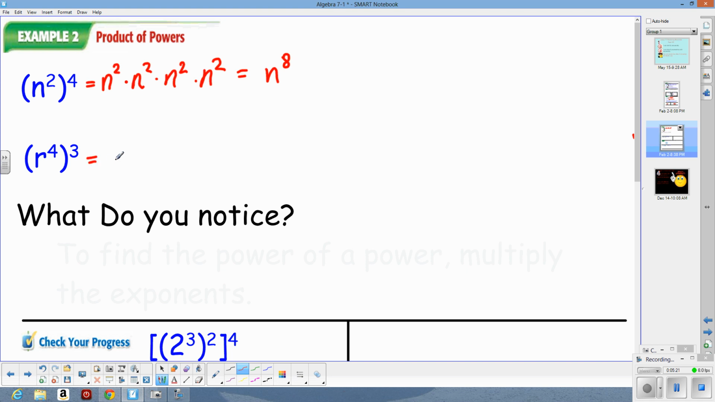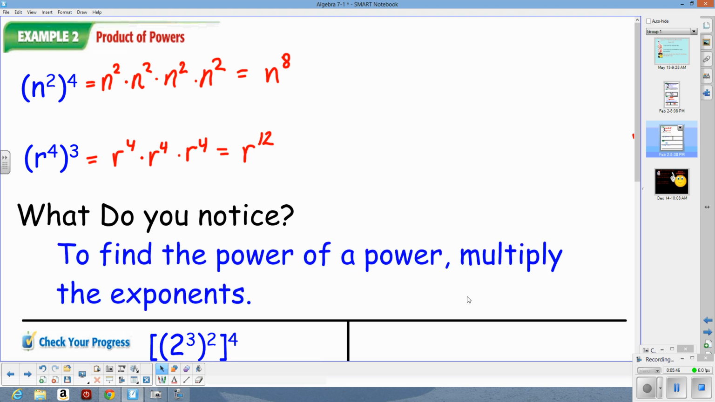In our next example, we have r to the 4th times r to the 4th times r to the 4th. Again, you could break this down into 4 separate r's being multiplied together, and 4 more, and 4 more, for a total of 12 r's being multiplied together, so r to the 12th power. What do you notice? Well, to find the power of a power, you want to multiply the exponents. 2 times 4 is 8, and 4 times 3 is 12.